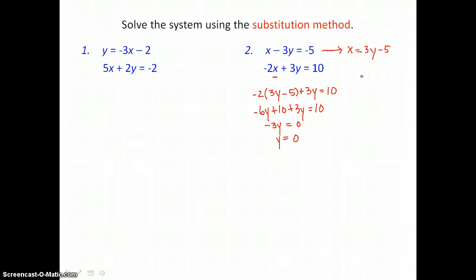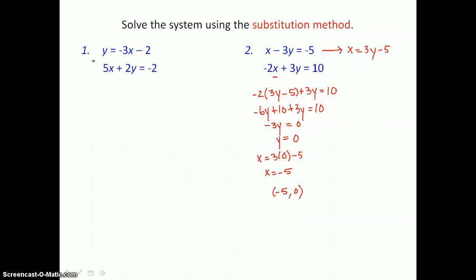Once I know y is equal to 0, I can go back to that first equation where we already solved for x, and I can substitute 0 in for y to get my x value. 3 times 0 is 0, and 0 minus 5 is negative 5. So x is equal to negative 5 when y is equal to 0. Negative 5, 0 is the point of intersection of these two lines on the coordinate plane.